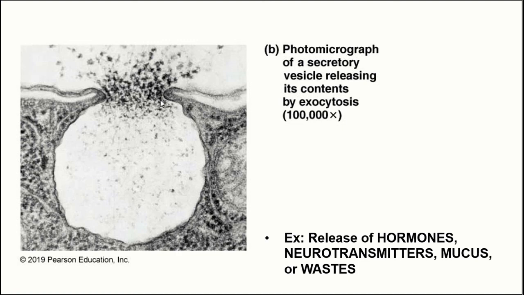Exocytosis is a pretty common mechanism for releasing things like hormones and neurotransmitters. Hormones are the chemical messengers of the endocrine system, and neurotransmitters are the chemical messengers of the nervous system. So this is a pretty common mechanism that we see for releasing chemical messengers into the tissues or into the bloodstream.